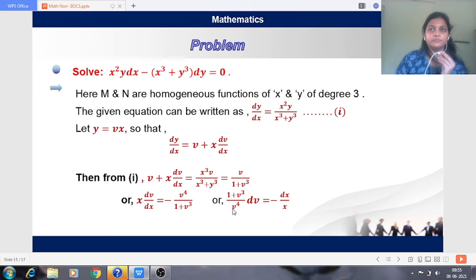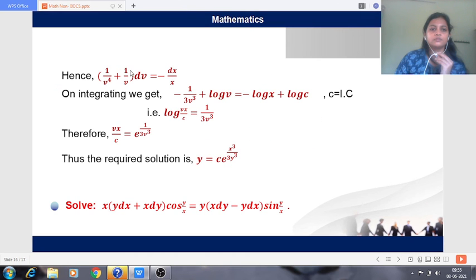Here we take the v and dv terms on the left hand side and the terms containing x on the right hand side. Now we can write from the above equation (1/v⁴ plus 1/v) dv equals minus dx/x. The right side is the same. Now we integrate this equation on both sides.